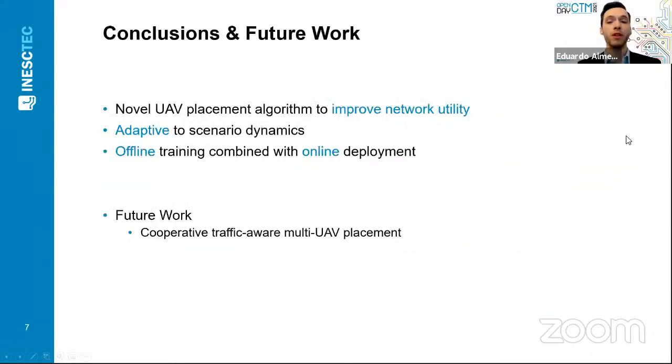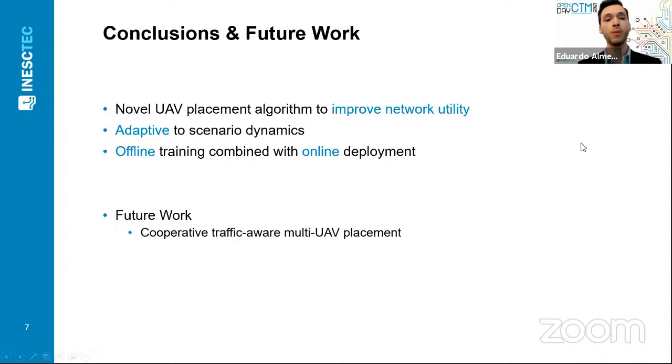So as a conclusion, we are working on this novel UAV placement algorithm that improves the network utility on both temporary crowd events or emergency scenarios or other scenarios that require aerial wireless networks. And the main benefit of this solution is that it is adaptive to the scenario dynamics. So the agent is able to autonomously learn and adapt to the characteristics of every specific scenario.